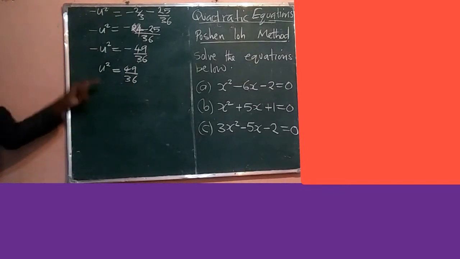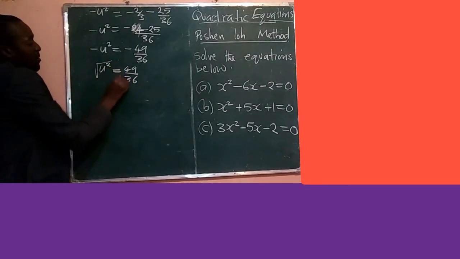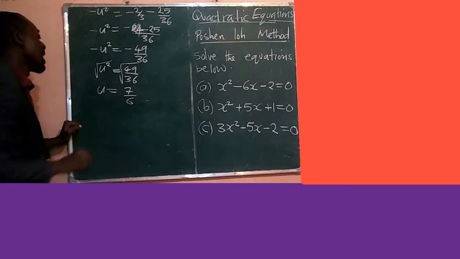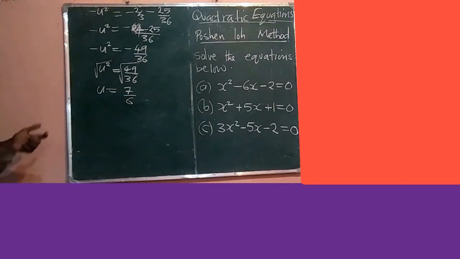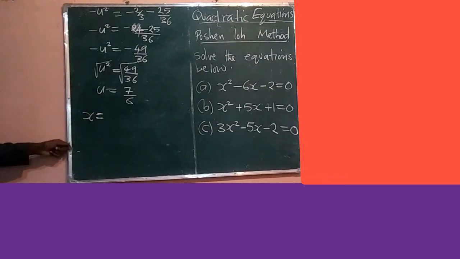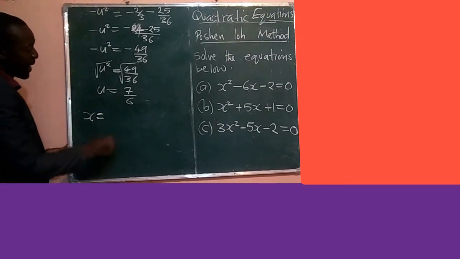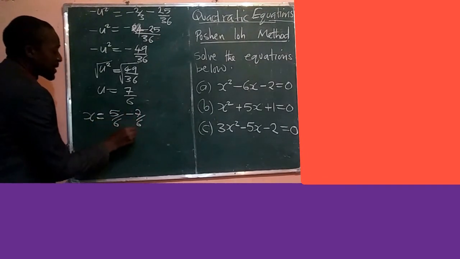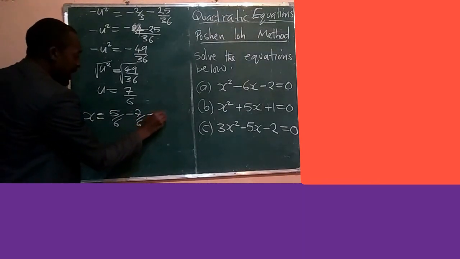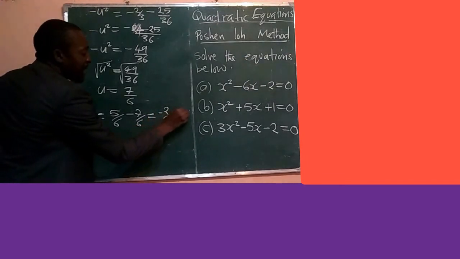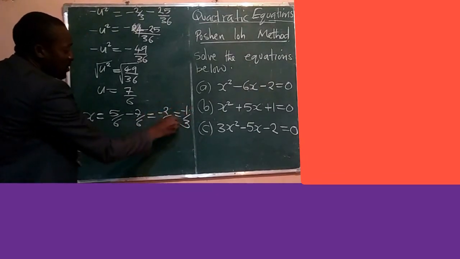And then at this stage now you can take square roots on both sides. Our u will therefore be the square root of 49, which is 7, over the square root of 36, which is 6. And so at this stage now we can write down our solution. Our first solution will be x is equal to 5 over 6 minus 7 over 6, which will give us negative 2 over 6, which when you simplify you are going to have negative 1 over 3. 2 there, 1, 2 there, 3.